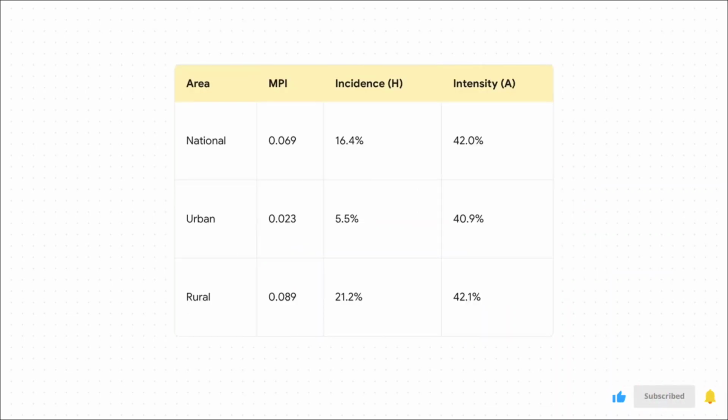Now, this table breaks down that national average, and wow, the first thing that just jumps out is that massive urban-rural divide. Just look at the incidence, the H. It's 21.2% in rural areas, but only 5.5% in urban areas. That means the poverty rate in rural India is nearly 4 times higher than in the cities. That's a huge policy challenge right there.